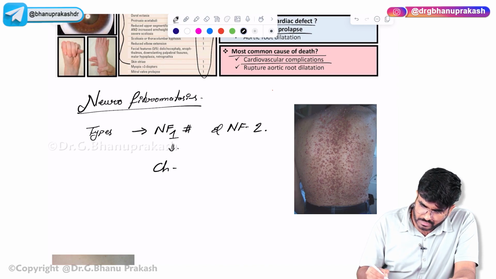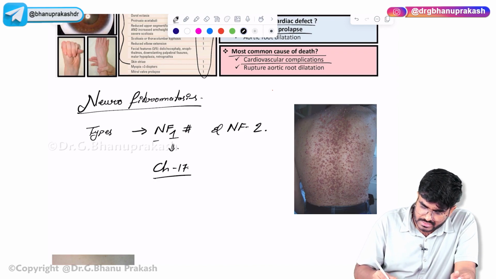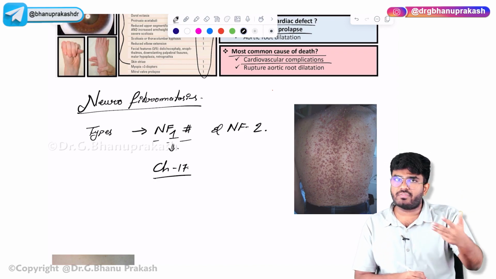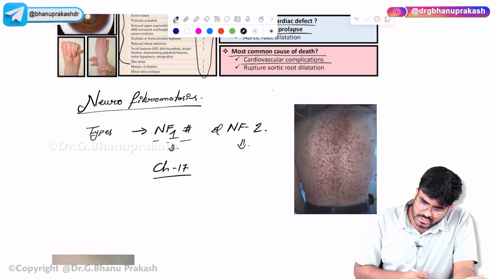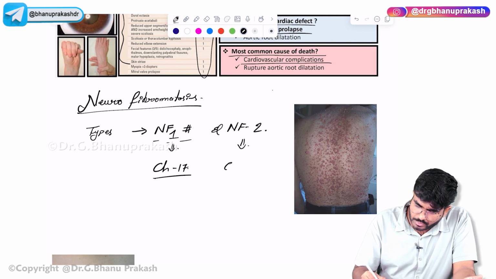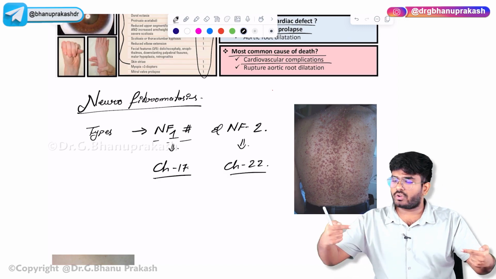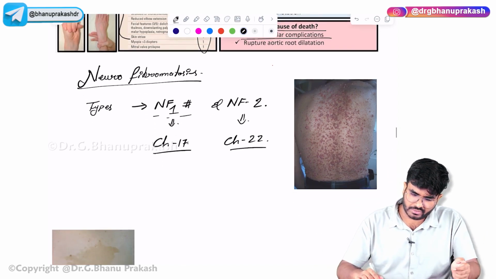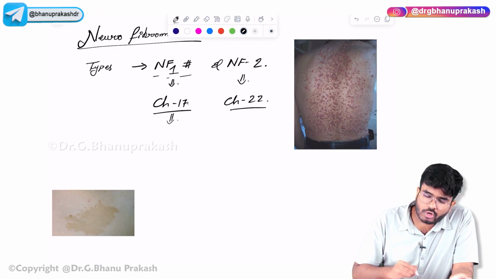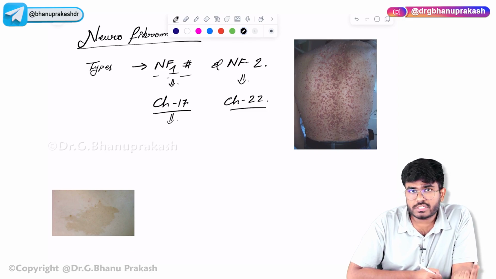So, in neurofibromatosis type 1, what is the gene that is mutated? On chromosome number 17, there is the NF1 gene. So the gene name is also NF1. The NF1 gene is mutated. In neurofibromatosis type 2, the NF2 gene is mutated on chromosome number 22. So neurofibromatosis type 1 gene and type 2 gene are mutated on chromosome 17 and chromosome 22 respectively. See, in neurofibromatosis type 1, which protein is going to be affected? A gene mutation is there. If a gene is mutated, definitely the protein is going to be affected, right?